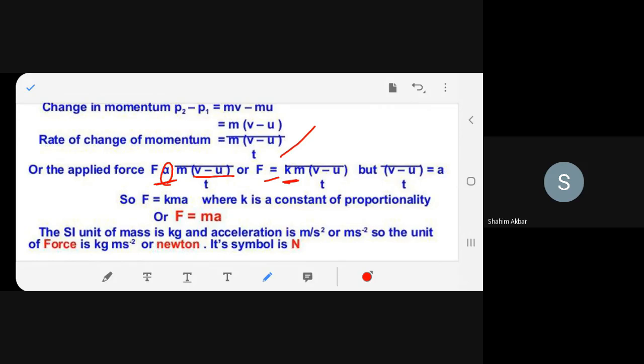Can you hear me? Yes, ma'am. Okay. So instead of the proportional sign we have put equal to, and as soon as we put equal, we have to put a constant, that is k. And the rest remains the same: m(v minus u) upon t remains the same. Is it clear?